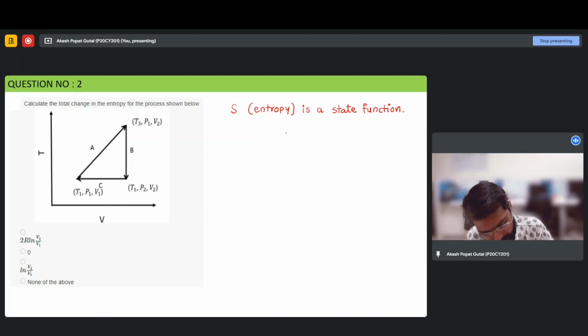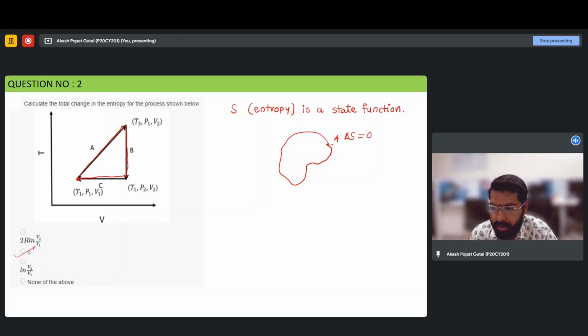So for any cyclic process, the entropy change will be zero. This is a cyclic process where it is going and arriving at the same point. So we can say its entropy change should be zero. So the correct option is option number B.